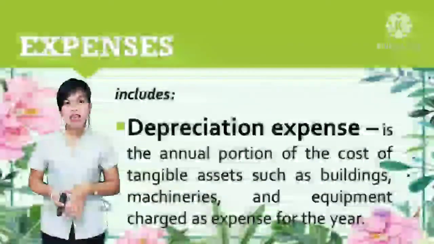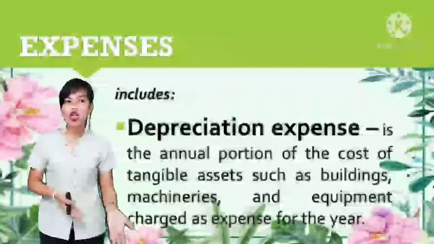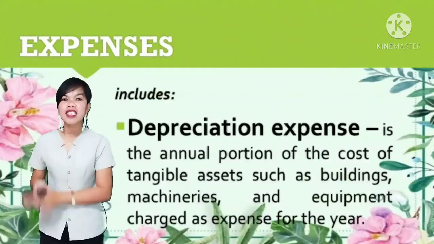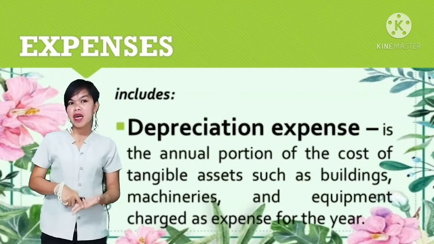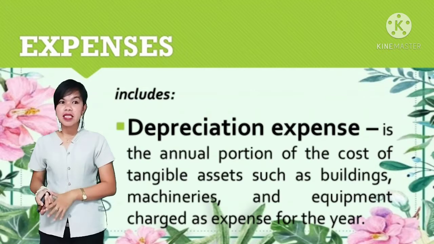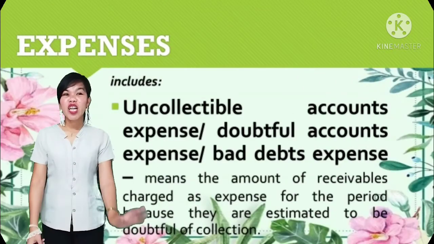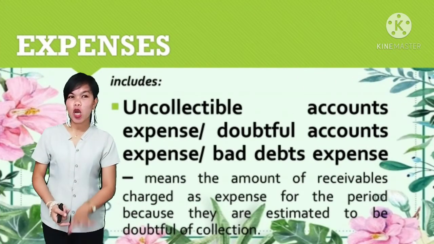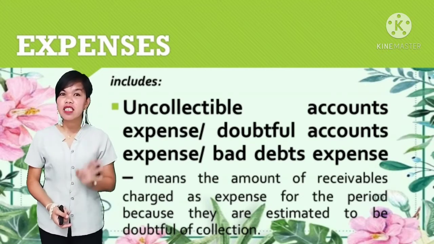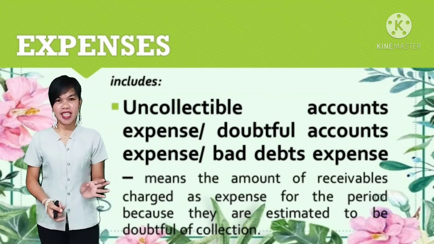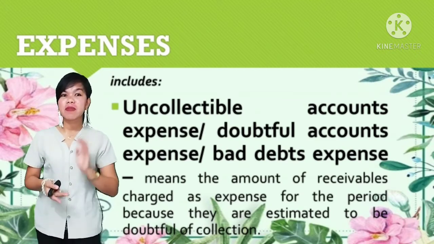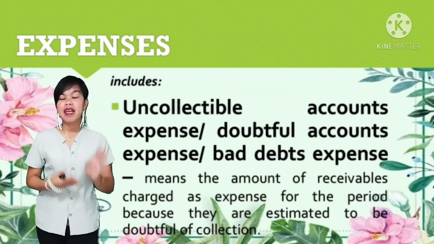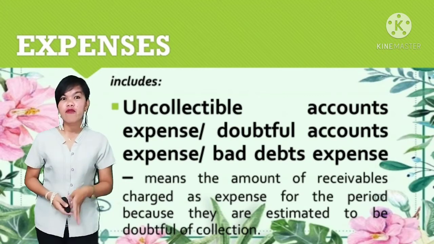Depreciation expense is the annual portion of the cost of tangible assets such as buildings, machineries, and equipment charged as expense for the year. And collectible accounts expense, or doubtful accounts expense, or bad debt expense means the amount of receivables charged as expense for the period because they are estimated to be doubtful of collection.